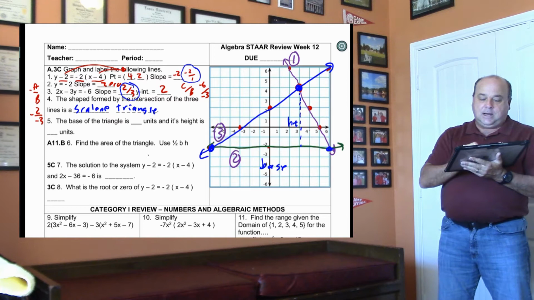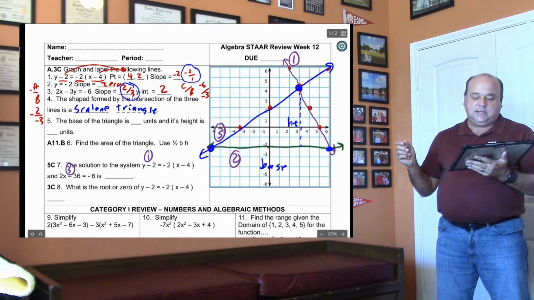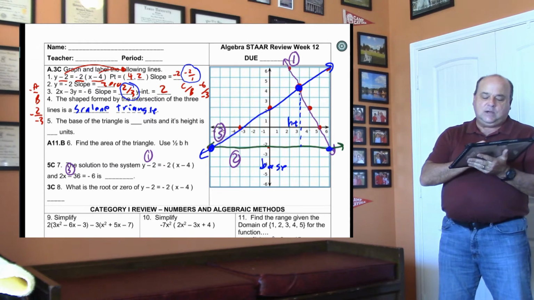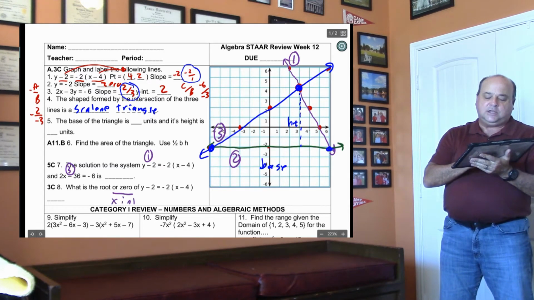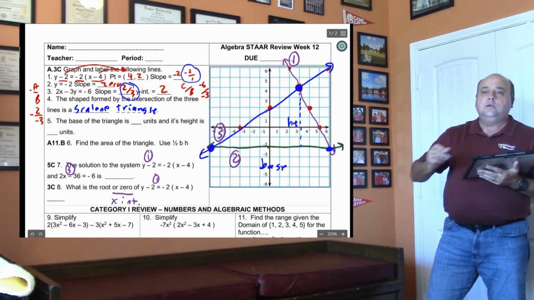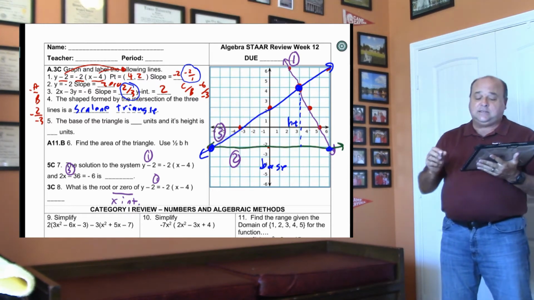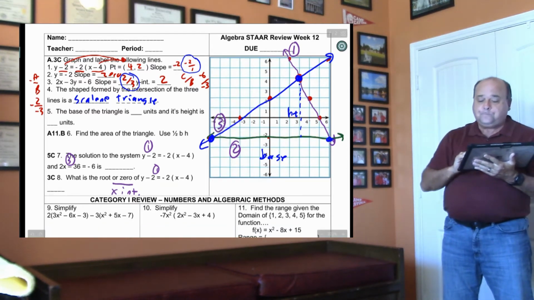Now this would be line 1, and this would be line 3. So you're going to find out where those lines intersect. The 0 is the x-intercept. So what is the 0 of line 1? You got to find the x-intercept or the 0 of line 1. I'm not going to do that for you.